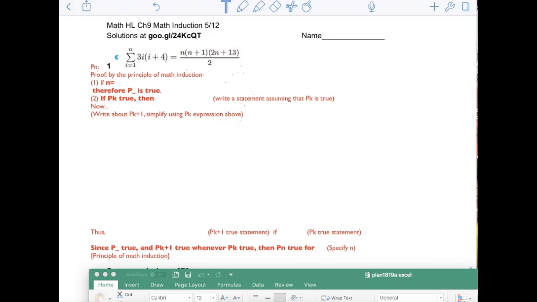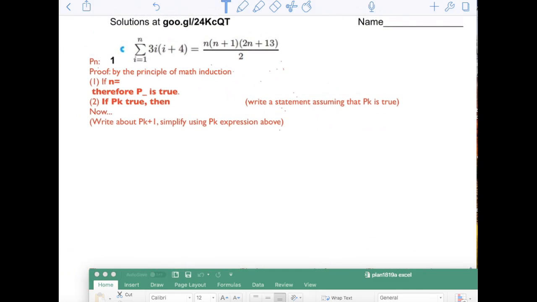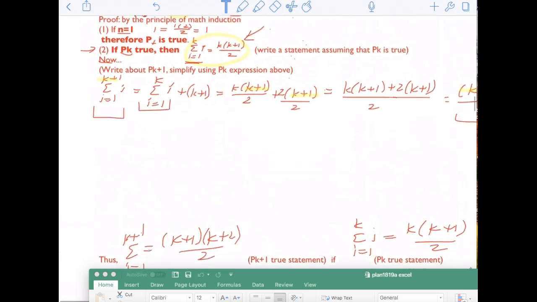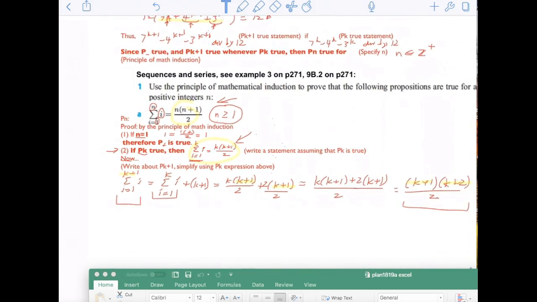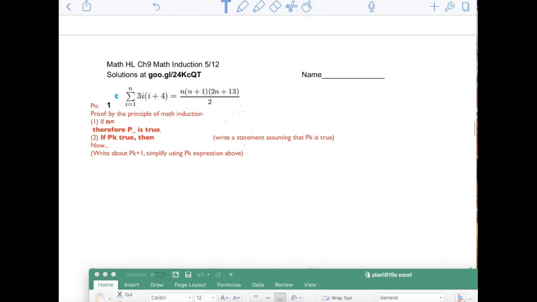Okay, page 5 of math induction. So let's see this first one. Remember, this is continuing from the previous page. Basically, the only information they gave us in the instructions was that they're true for all positive integers n. So n starts at 1, so it's basically n greater than or equal to 1.